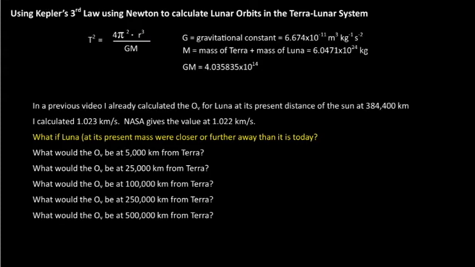But now let's have some fun. What if Luna at its present mass were closer or further away than it is today? You can't just use Kepler here, because the moon is significantly large compared to the Earth, so you need to use Newton to figure this out. So I decided I was going to have some fun. What would the orbital velocity be if the moon was 5,000 kilometers from the Earth?